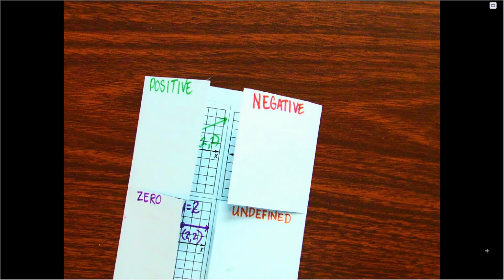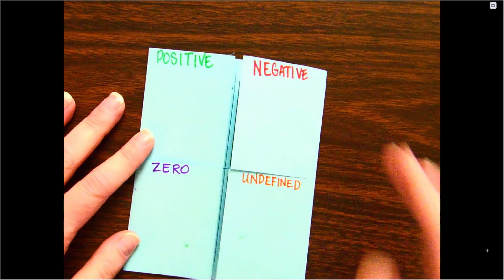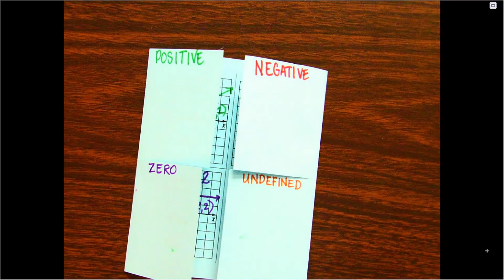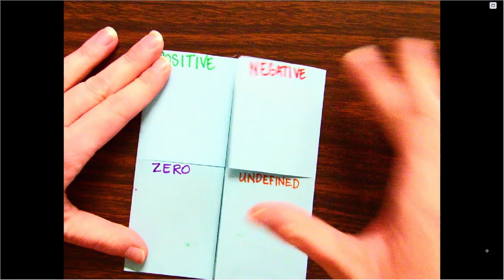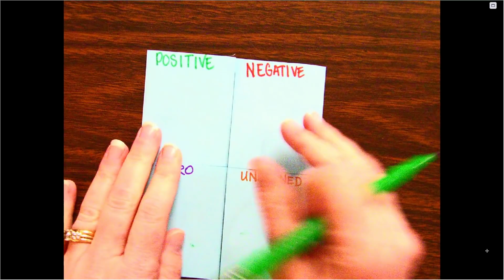I am going to be using the colors today: green, red, purple, and orange. So if you'd like to keep your things in matching colors, then those are the 4 colors you will need today. So in the upper left hand, we're going to talk about positive slope.